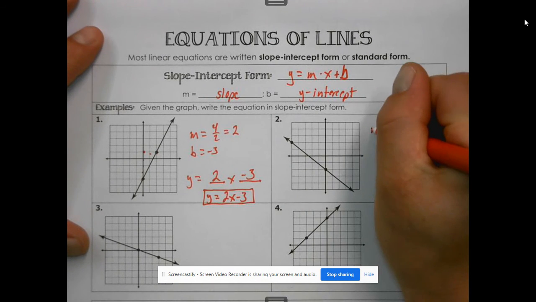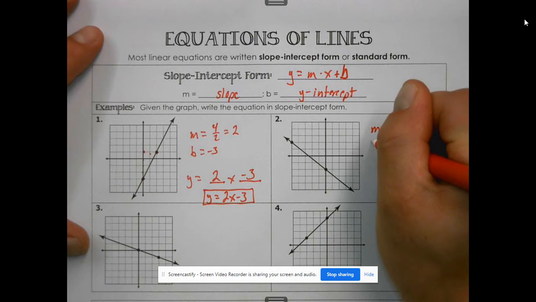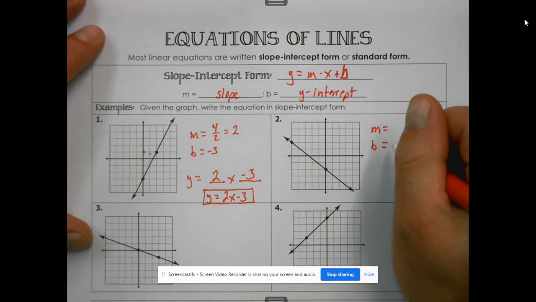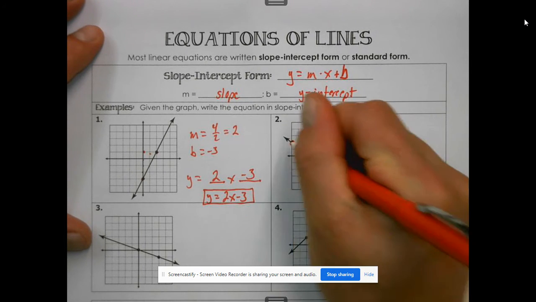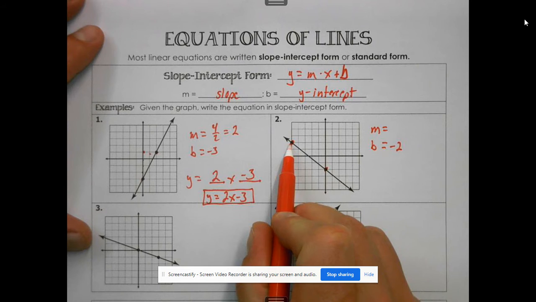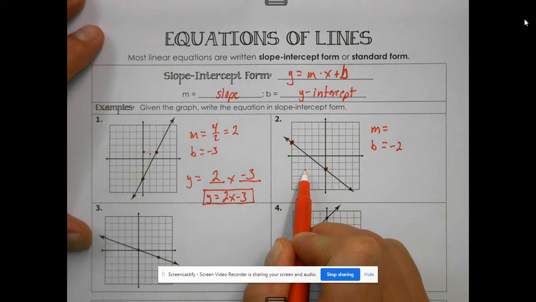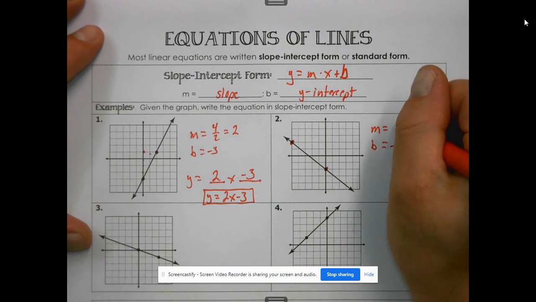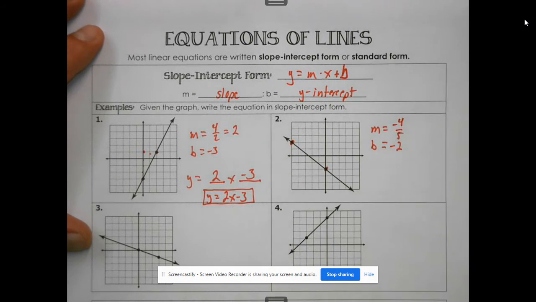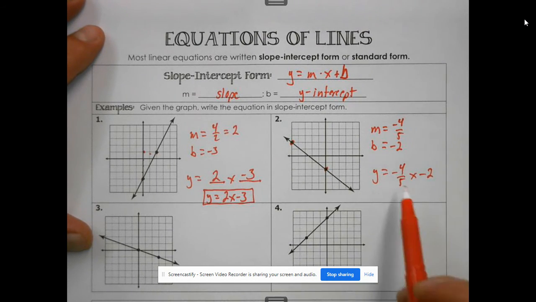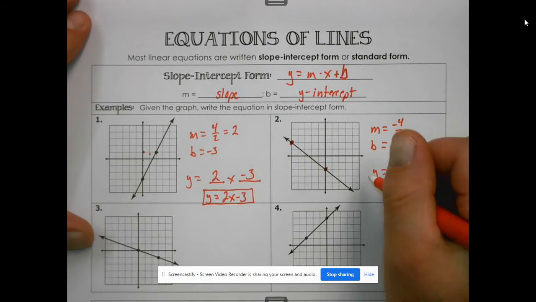Number 2, two pieces I need to pull out. I need to pull out the slope. I need to pull out the y-intercept. The y-intercept is down 2. Slope, there's a point, down 1, 2, 3, 4, over 1, 2, 3, 4, 5, down 4, over 5. Equation: y equals slope, -4/5 times x, and your y-intercept is -2. Y equals -4/5 x minus 2.